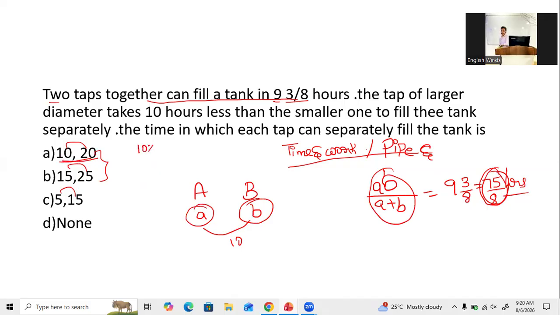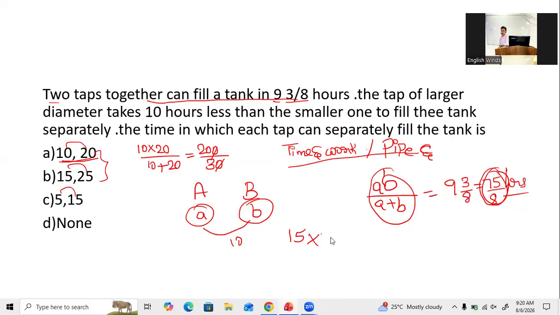AB, that is 10 into 20, by 10 plus 20. That is 200 by 30. The zeros cancel, so 20 by 30, but we require 75 by 8, right? So let's go with the second one.